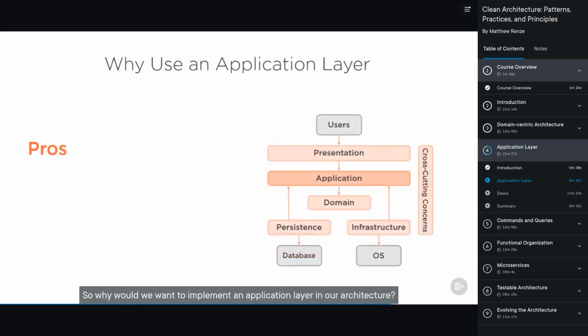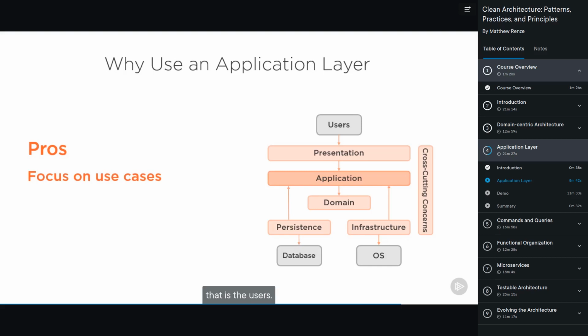So why would we want to implement an application layer in our architecture? First, with an application layer, we're placing focus on the use cases of the system, which, as we've stated before, are essential to the primary inhabitants of the architecture, that is, the users. This provides us with the same benefits that we discussed in the first module of this course.